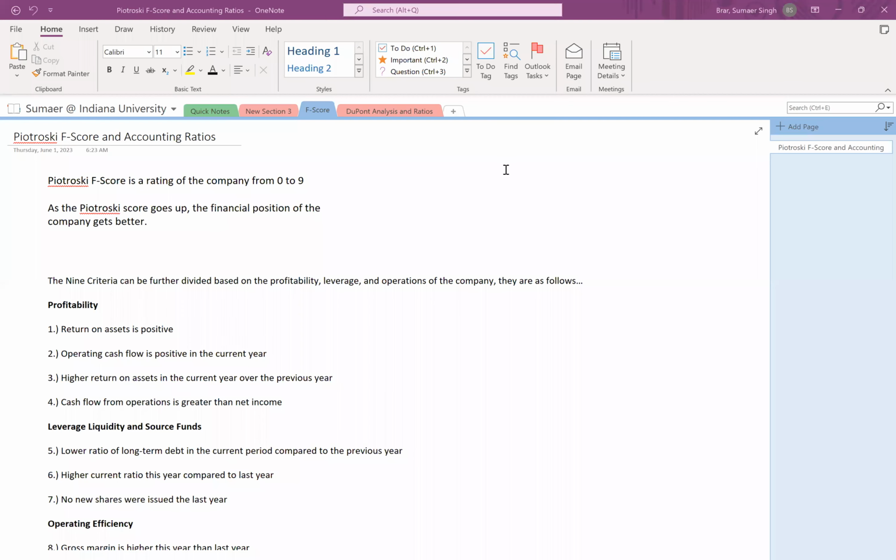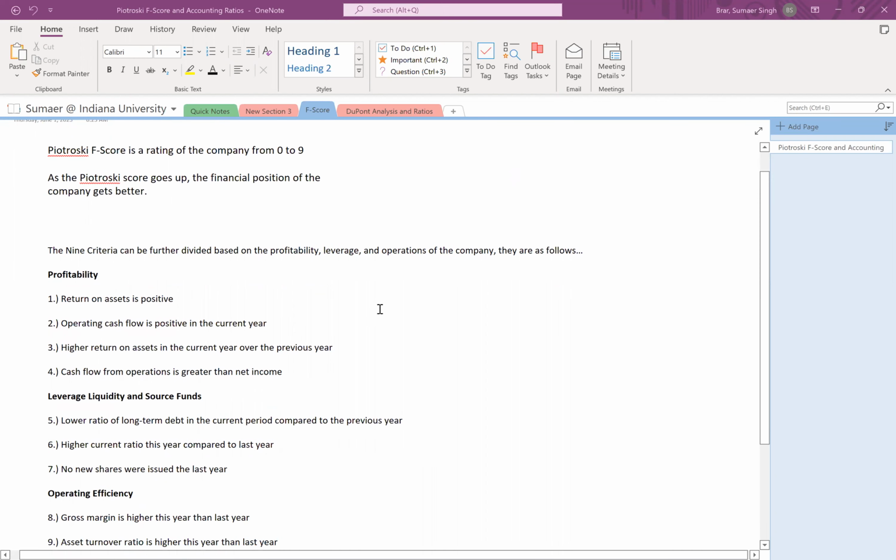The Piotroski F-score and accounting ratios. The Piotroski F-score is a rating of a company from 0 to 9, and as the Piotroski F-score goes up, the financial position of the company is better. Basically, it's a metric that we use to determine whether a company's return on investment is high, with 9 being the best and 0 being the worst. And 0 usually indicates a loss of investment.